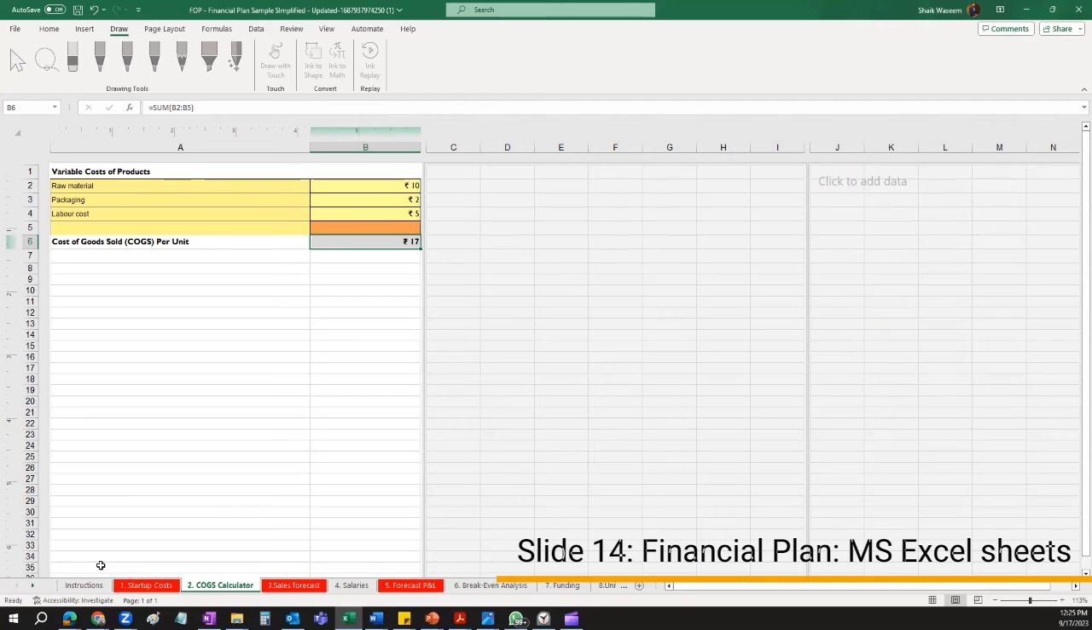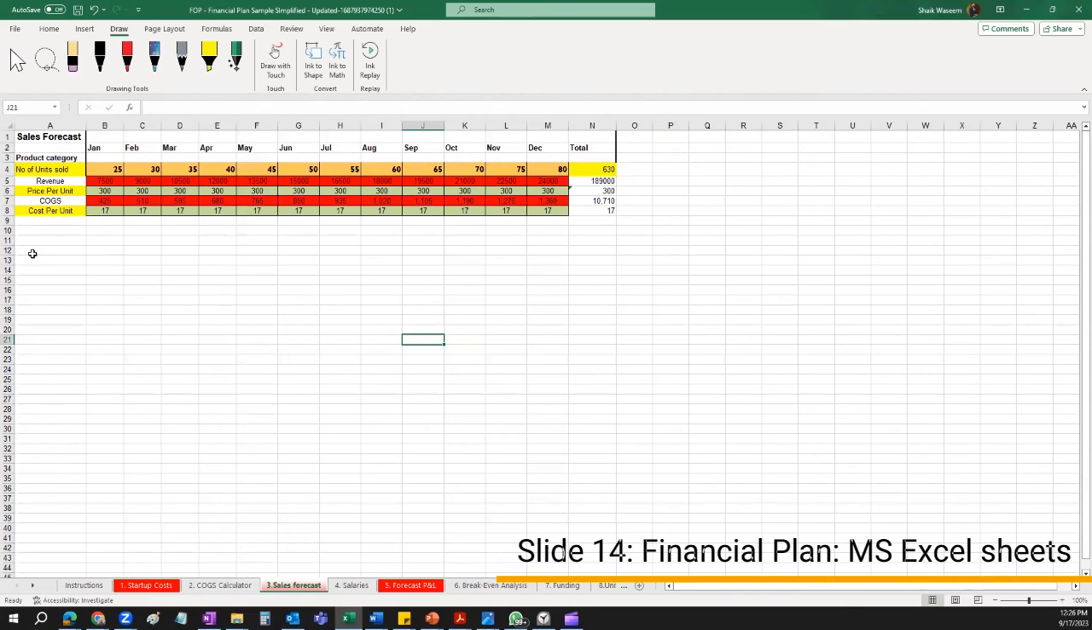These are the direct costs which are related to your products and services. These are not the indirect costs such as transportation, marketing and sales, or any other indirect costs. We can consider raw materials, packaging, labor cost here as a COGS. After we calculate the COGS, we go to the sales forecast.